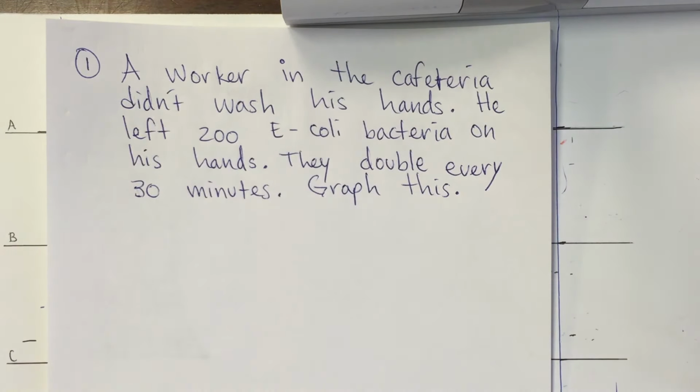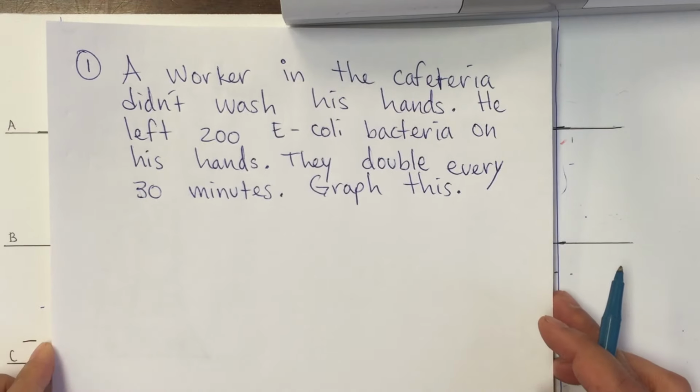A worker in the cafeteria didn't wash his hands. He left 200 E. coli bacteria on his hands. They double every 30 minutes. Graph this. You can do it directly. You can do a table if you want, but we're just going to learn how to do it directly right now.